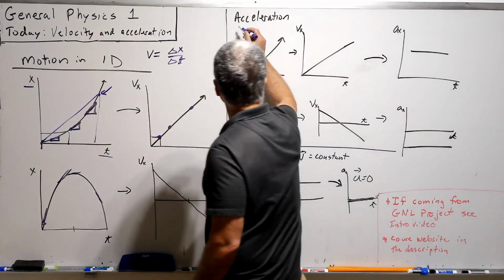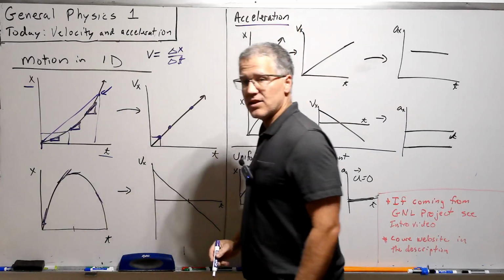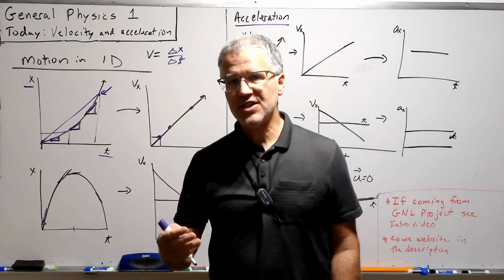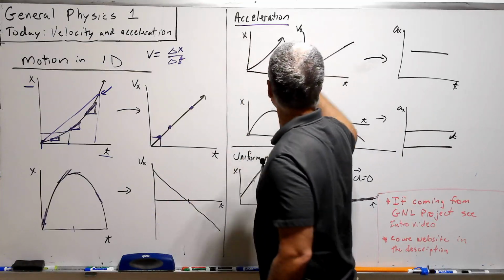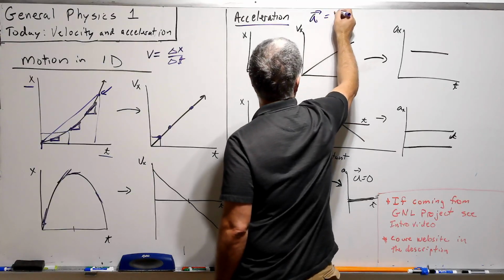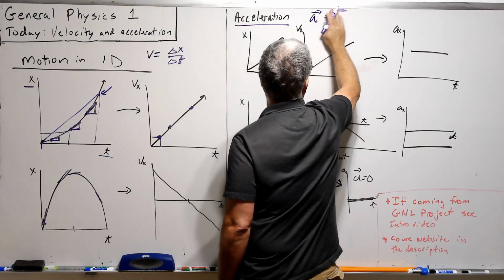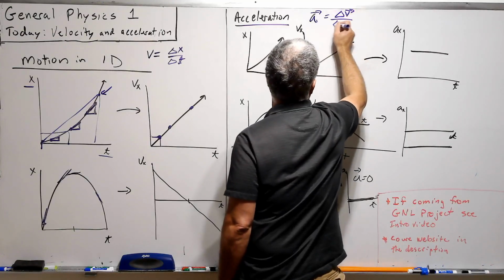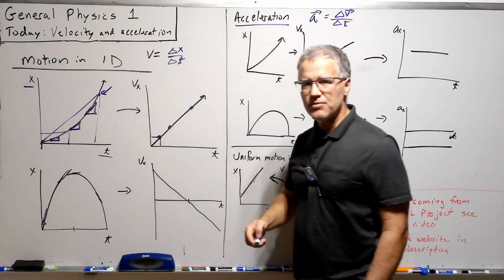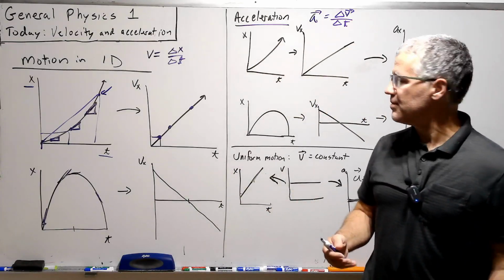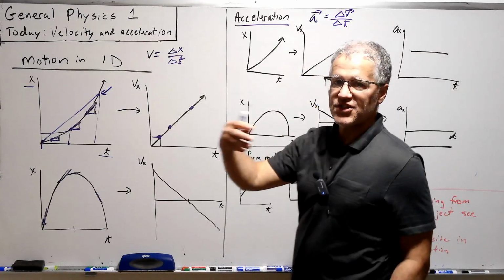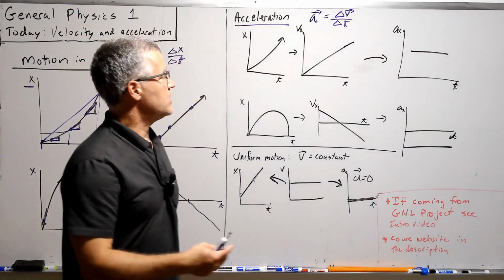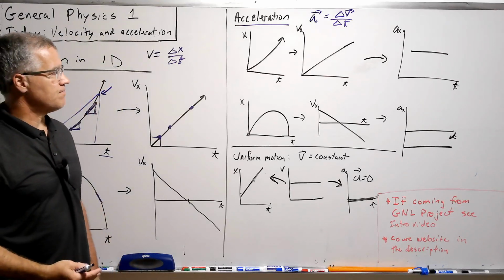Now, let's add another term here, acceleration. So acceleration is the change in velocity. It's a vector. Change in velocity with time. So very similar to the velocity formula, where velocity is the change in position with time, acceleration is the change in velocity with time.